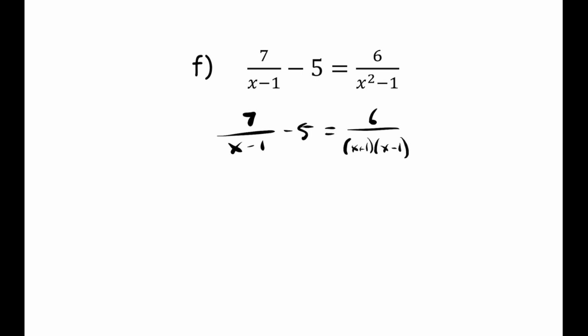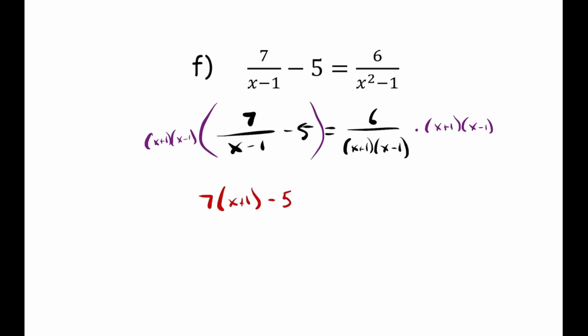Now we can look for our least common denominator. And in fact, it is that difference of squares. So we're going to multiply the whole left side by x plus 1, x minus 1, and do the same thing on the right-hand side, x plus 1, x minus 1. Multiply this through, simplify where we can. We get 7 times x plus 1, negative 5 times x plus 1, x minus 1, and that's going to be equal to 6.